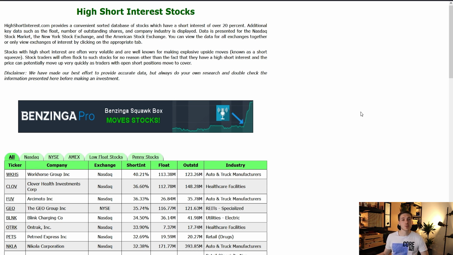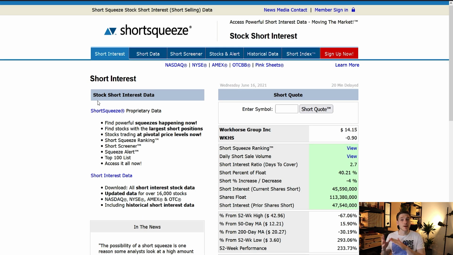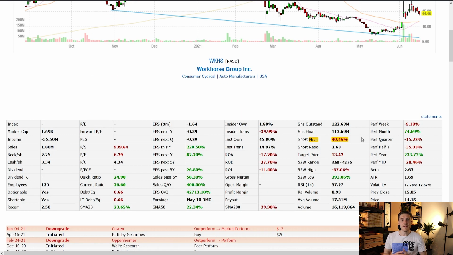iShortInterest.com is also a website where you can find a screener of the stocks that are being sold short and that have the highest short interest rate. ShortSqueeze.com is a website where you can find the Workhorse symbol, for example, and you can check out also the short interest per stock, and you can see the amount of shares being sold short. FinViz has a lot of detailed information, a lot of numbers. We can see the short interest, of course, and the amount of shares in the float, but we cannot see, as far as I can see, the amount of shares that are being sold short.